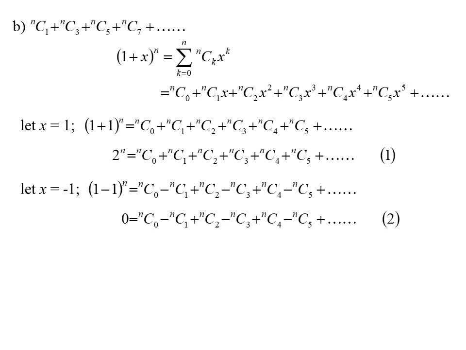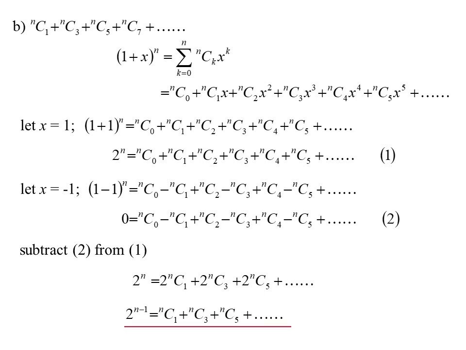Simultaneous equations. I want to get rid of the even ones. To do that, we will have to, which way around? We'll subtract them, won't we? So if I subtract number 2 from number 1, on the left-hand side, I'll get 2^n minus 0, which is 2^n. But on the right-hand side, nC0 minus nC0 goes away. nC1 minus nC1, so I've got 2 lots of it. And that pattern will keep going. I've ended up with 2 lots of all the odd ones. Well, divide by 2, and there I have it. All the odd ones will add up to be 2^(n−1).